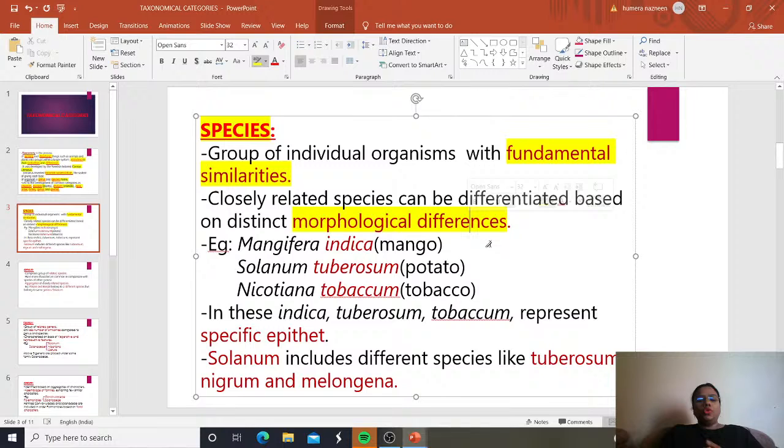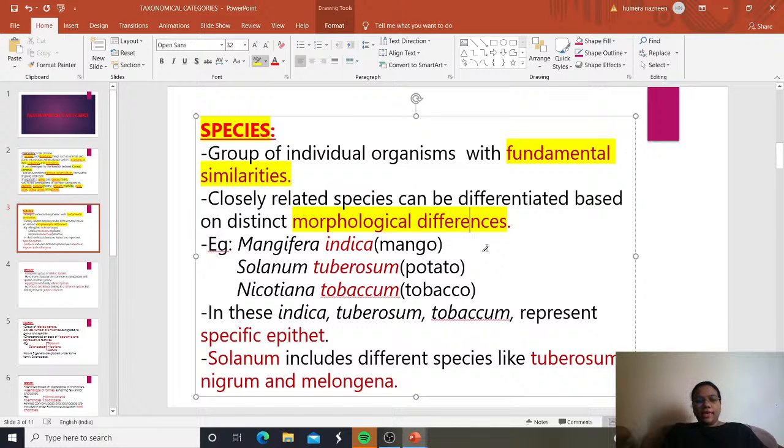So based on their morphological differences, very closely related organisms are placed under a single species, and closely related species can be differentiated based on their morphological characters. So basically, the group of individual organisms with fundamental or basic similarities, we place them under the same species, and closely related species can be differentiated based on their distinct morphological differences.